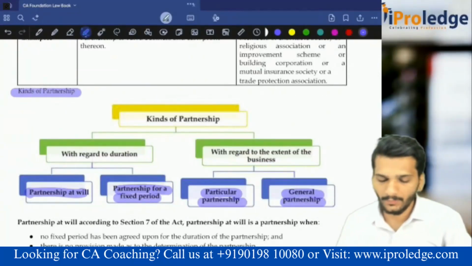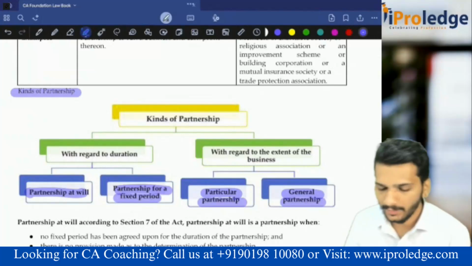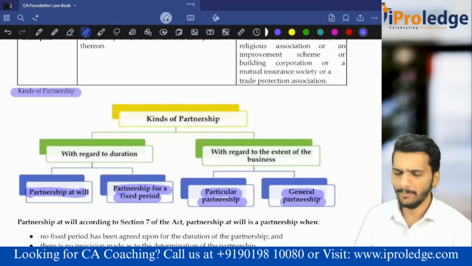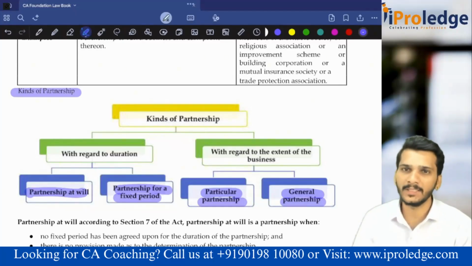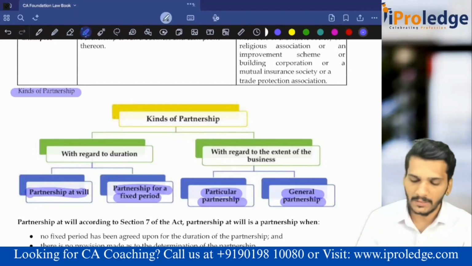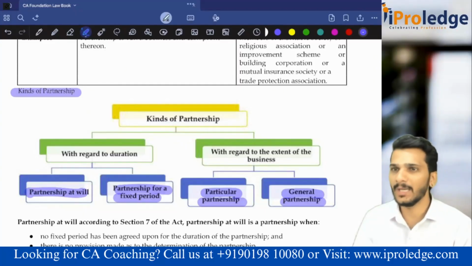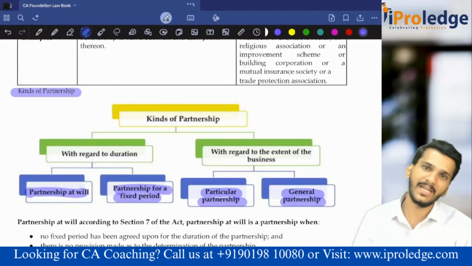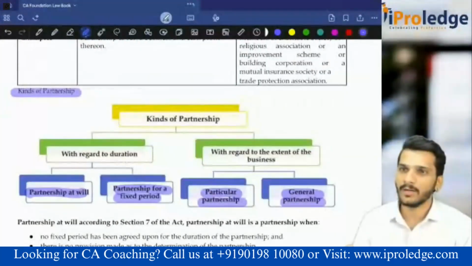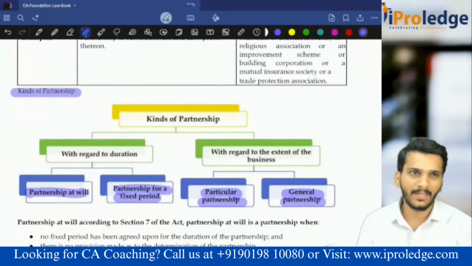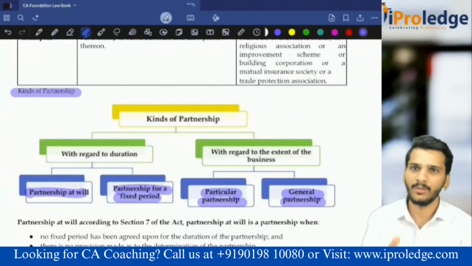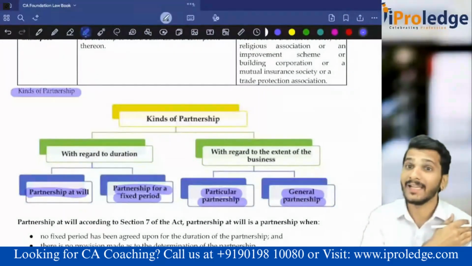What is partnership at will? Okay, we'll come to it later. Partnership for a fixed period. What is partnership for a fixed period? The partnership which is established for a specific period, for 2 years, 6 months, 1 year, 10 years, something like that. The moment the time is over, for example, if three partners started for a fixed period of time, once that period is over, all the partners can apply for the dissolution of the firm, because the moment the fixed duration is over, the legality of the firm is over.